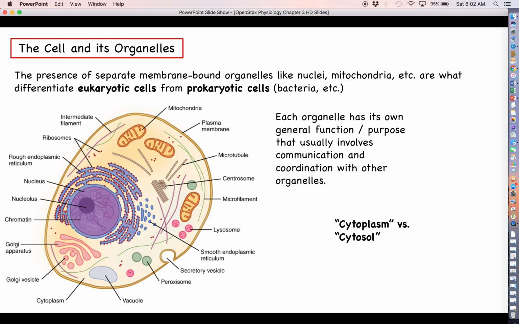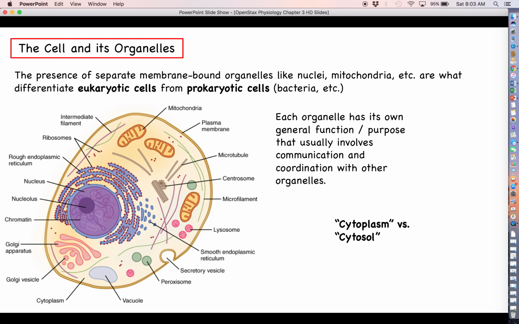So one last thing that I want to say before we move on to a discussion on each organelle is the distinction between these two words right here, cytoplasm and cytosol. It would not be an egregious sin for you to mix these words up. I do it sometimes too, even though I don't mean to, but let me go ahead and tell you what these two words mean.